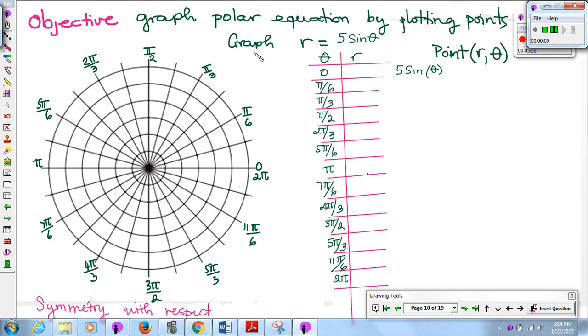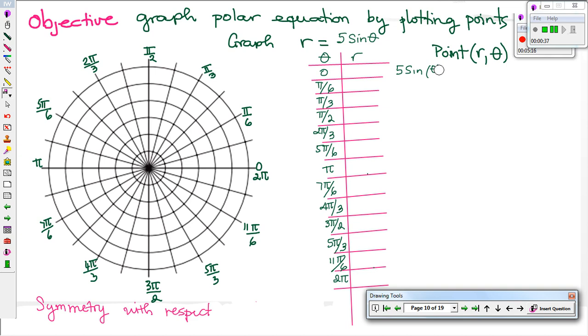Then we substitute theta for 0. So we have 5 times sine of 0. Now sine of 0 is 0, so 5 times 0 will give us 0. Now we will plot the points. For each point, the pair is written with r first, so 0, 0. So this will be point number 1. Let's move on to point number 2.